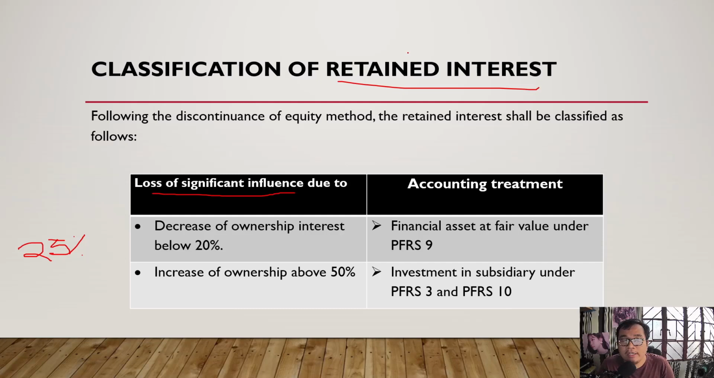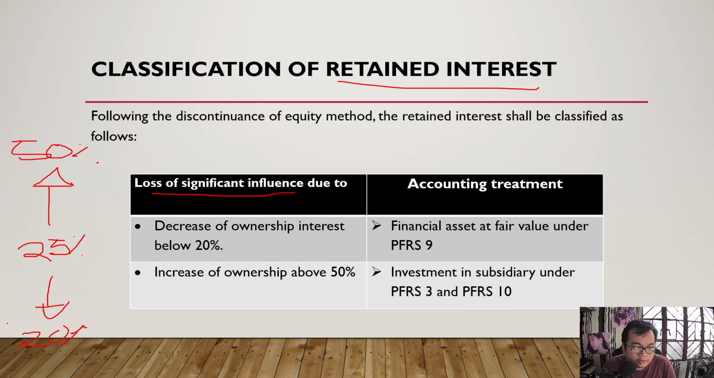Hindi na siya investment in associate or joint ventures. Hindi na siya significant influence. Hence, that phrase, loss of significant influence. So, may retained interest ka pa rin. However, nagkaroon lang ng change in classification, which will mean either sa dalawang to. Either nagkaroon ng increase of ownership above 50%, or decrease in ownership less than 20%, pababa.